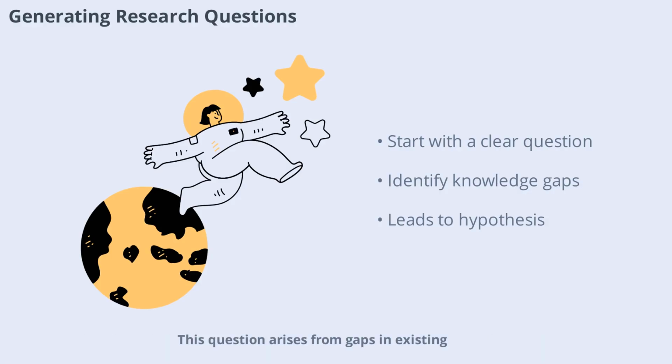For formulating a hypothesis, researchers begin with a research question. This question arises from gaps in existing knowledge or from observations in clinical practice. A good research question is clear, focused, and feasible. It sets the direction for the entire study and helps in narrowing down the scope to something manageable and meaningful. From this question, a testable hypothesis can be developed.